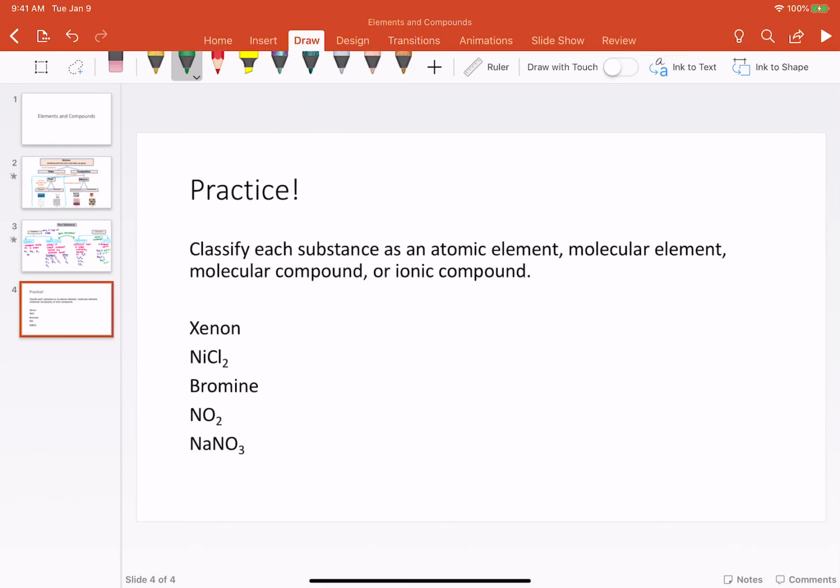So here's a little bit of practice. I want you to classify each substance as an atomic element, molecular compound, or ionic compound. Put your answers in the comments section, and we can discuss at a later date.